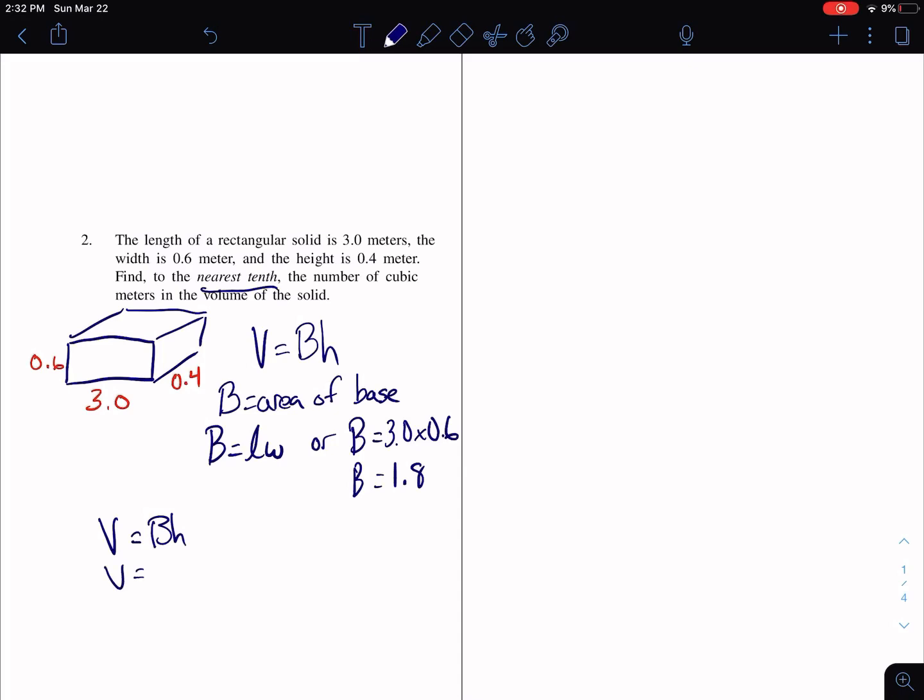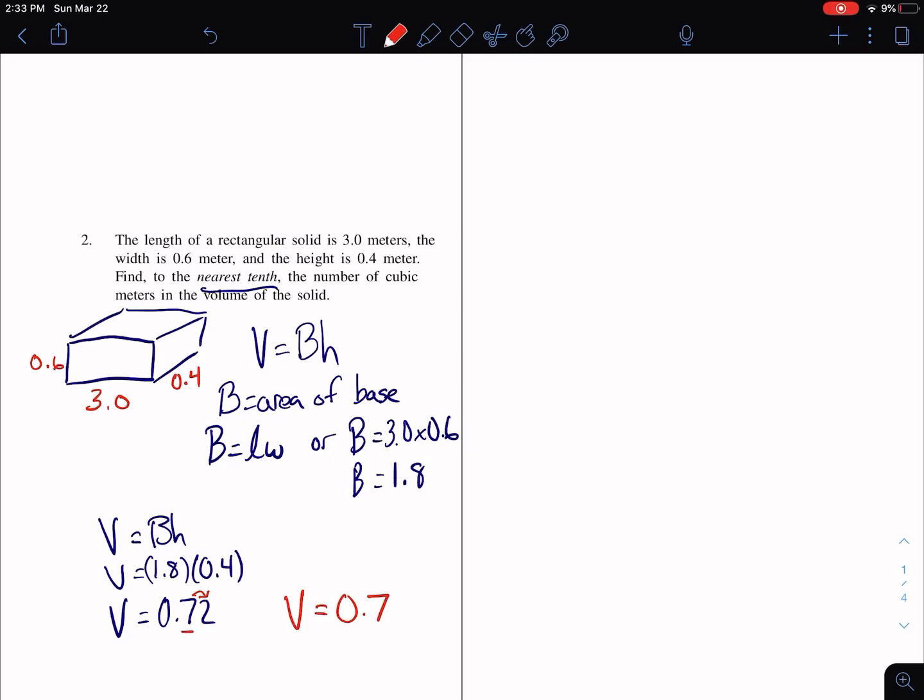So our volume is going to be 1.8 times 0.4. Okay, we're going to plug that into our calculator, so 1.8 times 0.4, and we're going to get 0.72. Now, again, I have not forgotten we need to round to the nearest tenth, so we look at the tenths place, we go over 1 to the right and decide if that's 4 or less, or if it's 5 or bigger, we've got the number 2. So our volume here, our final answer, is going to be 0.7.